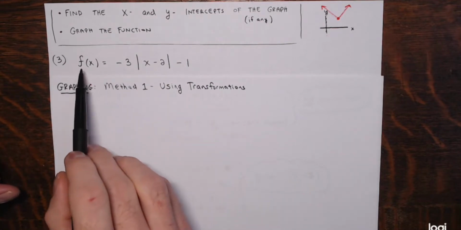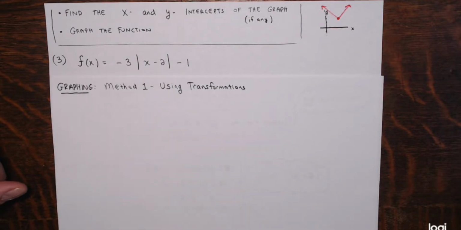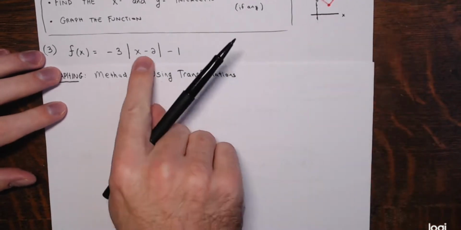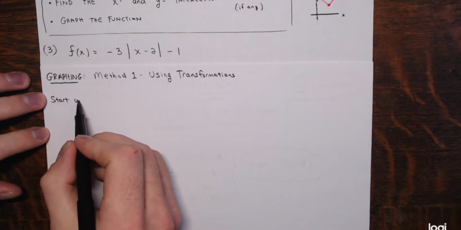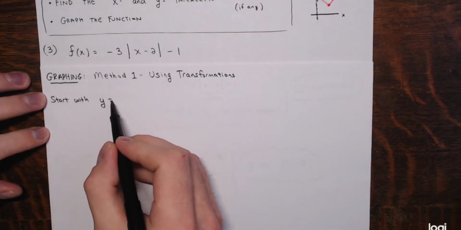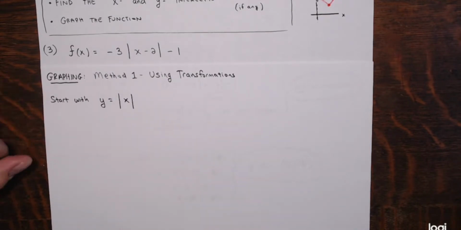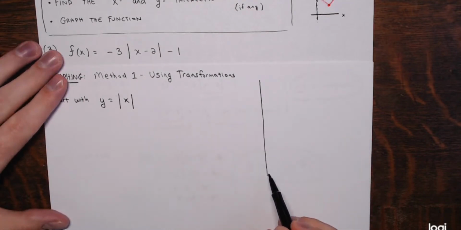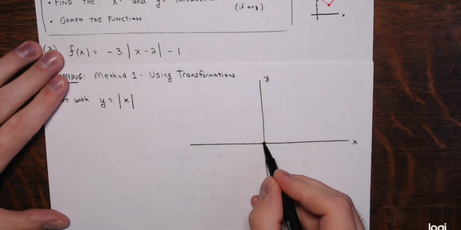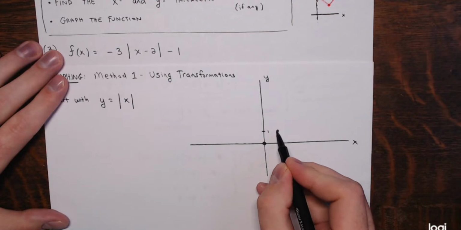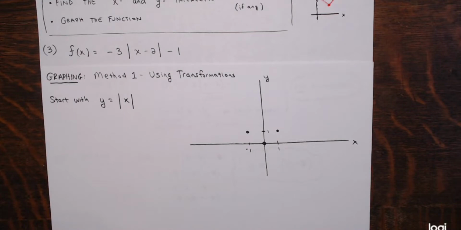So f of x here is negative 3 times the absolute value of x minus 2 and then minus 1. Right? So it's an absolute value of a linear function, right? So that's what I'm going to start with. Y equals the absolute value of x, which looks like this, as you know, and we saw this already, 0 0, 1 1, and negative 1 1, right? And it's this graph here, right?